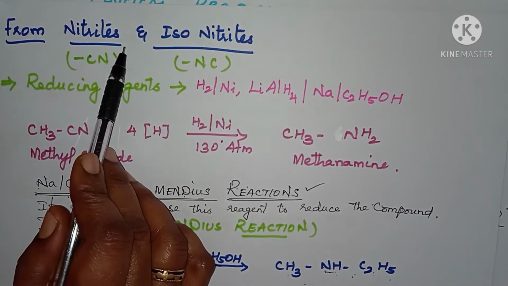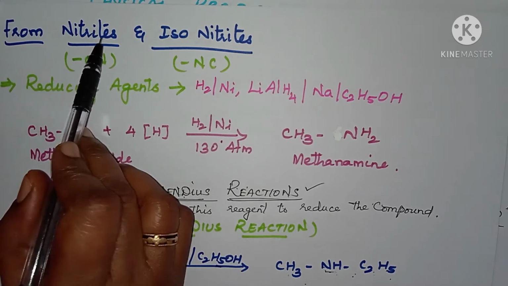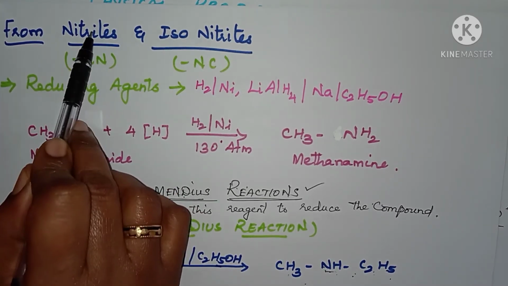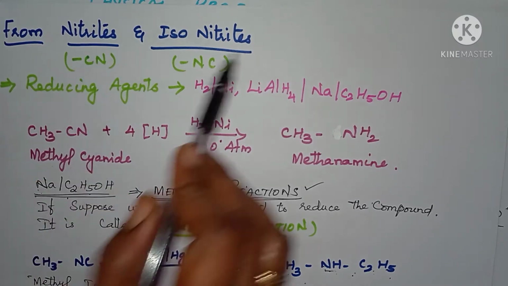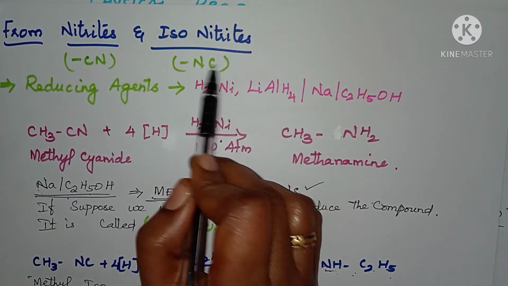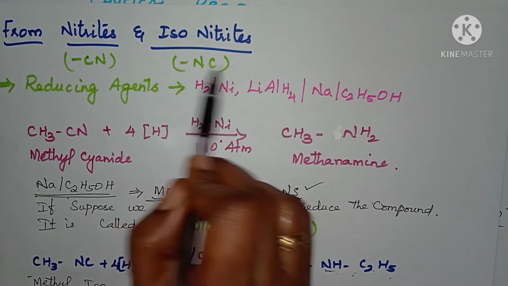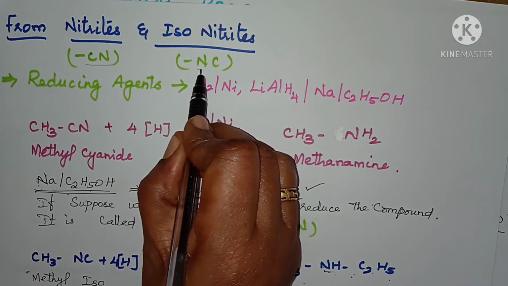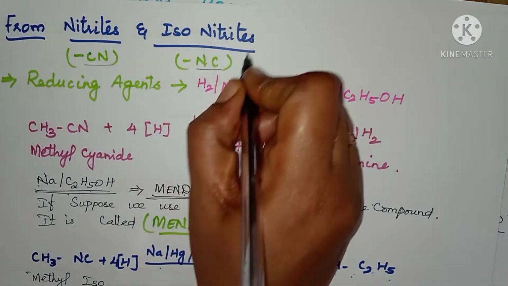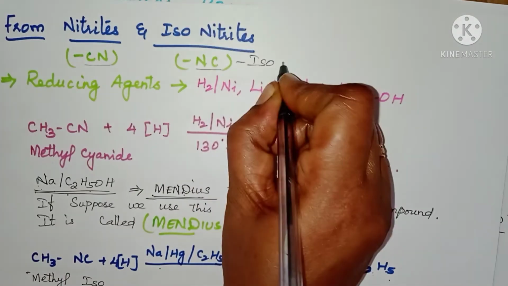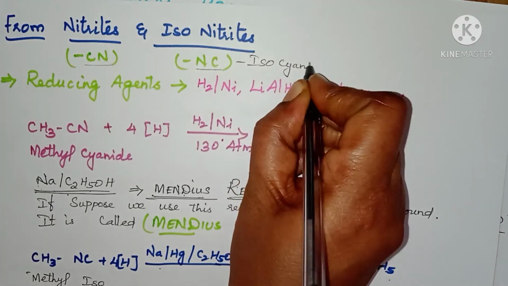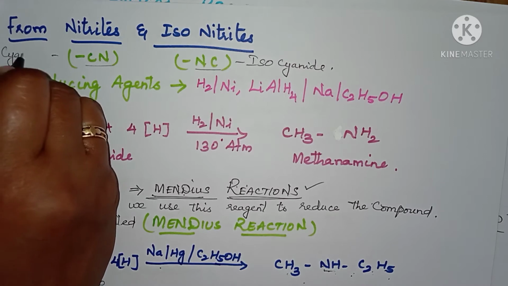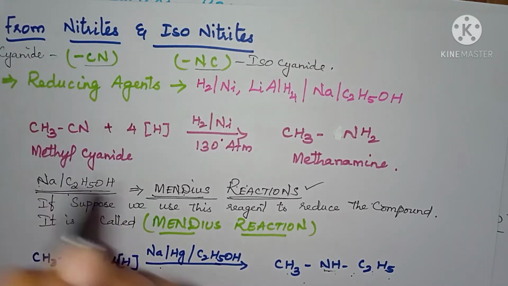Now nitriles and isonitriles. Nitriles is nothing but the cyanide group. In the IUPAC name, nitriles is what? Cyanide. Isonitriles is nothing but NC. You just replace that NC with CN. This is cyanide. This is isocyanide. This is isocyanide. This is cyanide. Hope you got it. Okay.